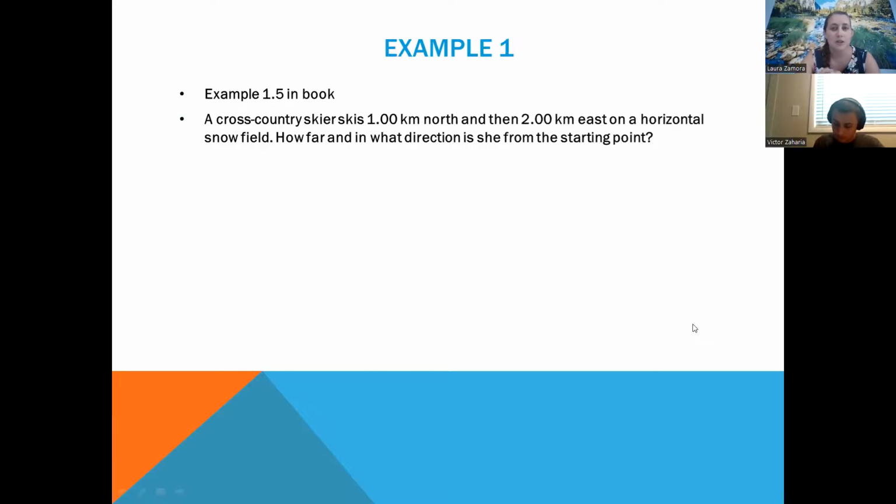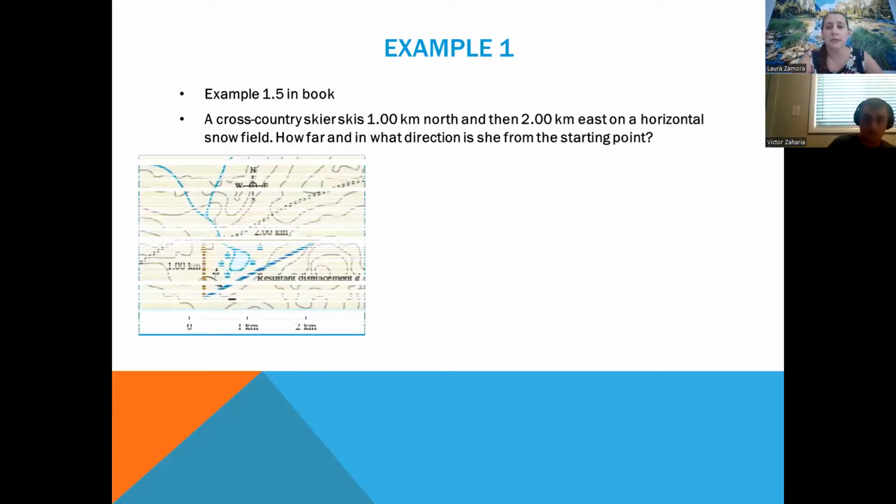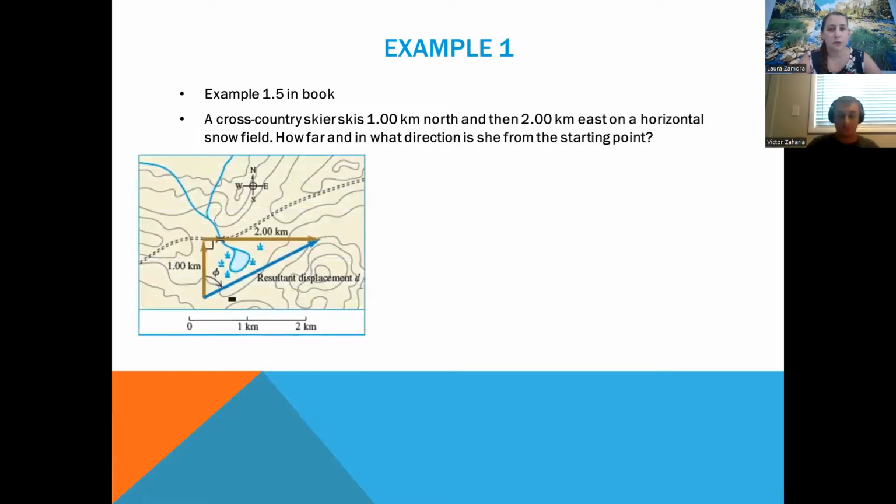Okay, so here's an example. If you have the textbook or if you have it in the future, here's example 1.5 in the book. A cross-country skier skis 1 kilometer north and then 2 kilometers east on a horizontal snowfield. How far and in what direction is she from the starting point?